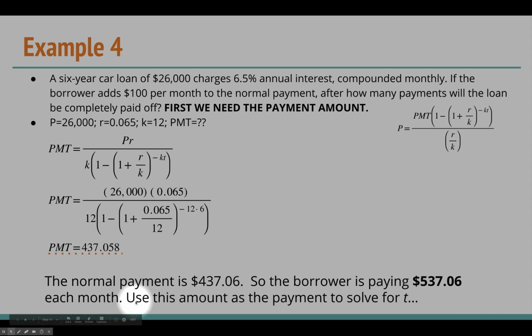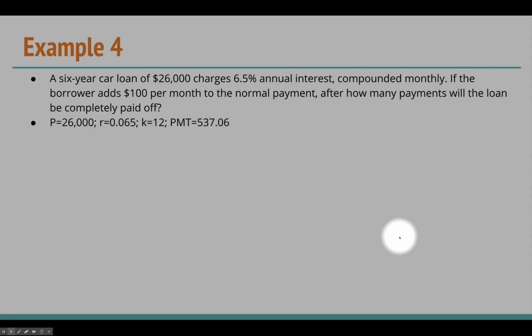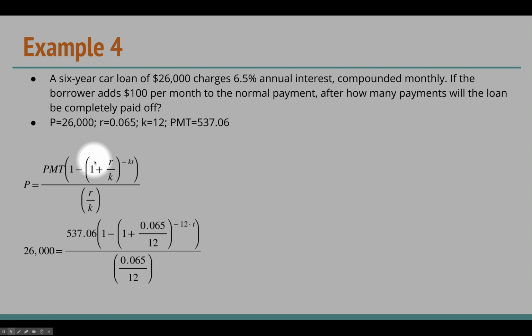So we're going to use this amount as the actual payment amount to solve for the time T required to pay off the loan. So that's our next step. So first step, find the regular loan amount, add the $100 to it, and then use that as the normal payment in our loan. So now we're going to use the other version of the formula where we have the payment over here on the right, and capital P on the left.